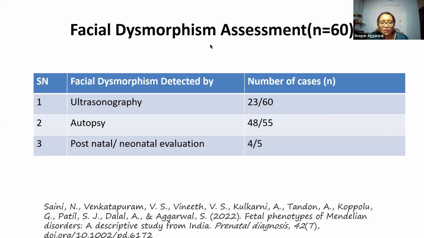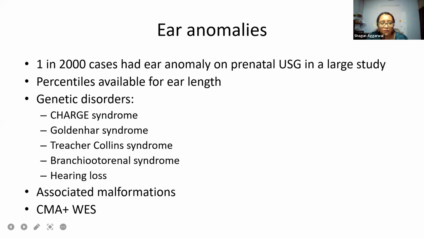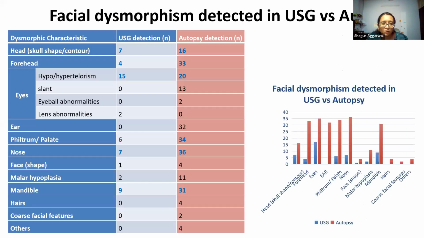And then there was also a difference in the kind of dysmorphism, in the sense of what kind of features were easier to detect. Things like abnormal skull shape, mandibular abnormalities, spacing of the eyes or nose, and the philtrum were relatively better to appreciate. The blue bars are the number of cases where we picked up dysmorphism on scan, and the red bars are the ones on autopsy or after birth.